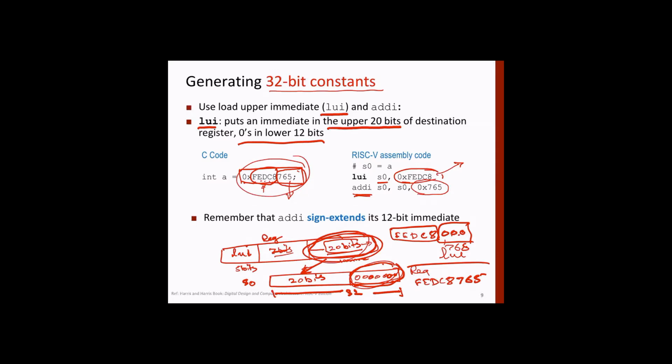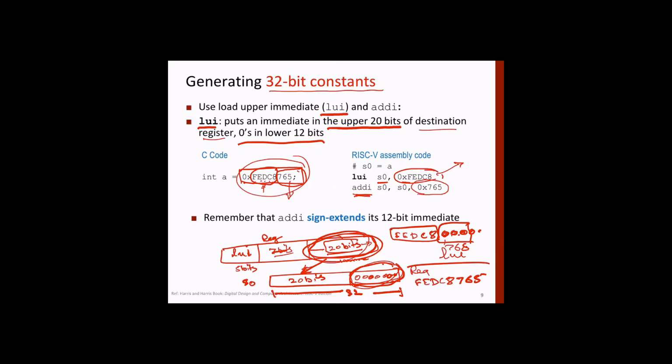So basically, it's like this. We have all zeros here, right? Remember, this instruction, LUI, puts an immediate, that's 20 bits, into the destination register, and in the same destination register puts the remaining 12 bits as zeros.